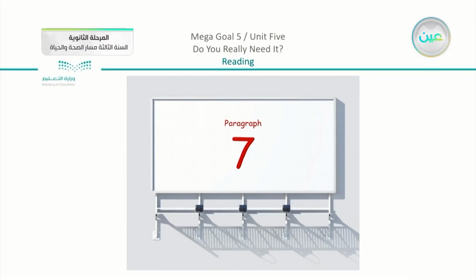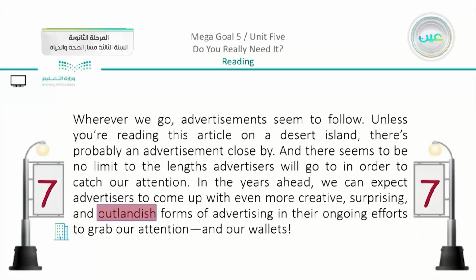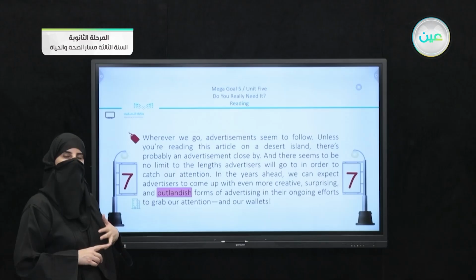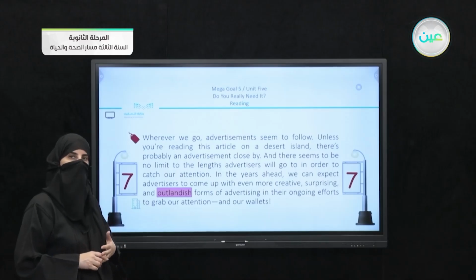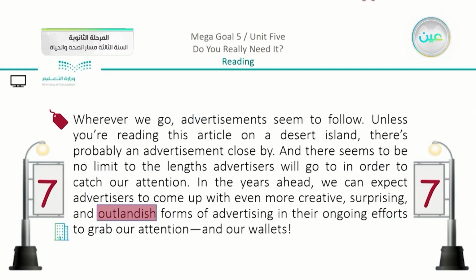Now we have the last paragraph. We have paragraph number 7. Now, in paragraph number 7, we do not have a question, but we are going to look for the basic idea that we have here. You can see that we have the word outlandish, which was also one of the words in the vocabulary building. So start, just look for the main topic in the paragraph.